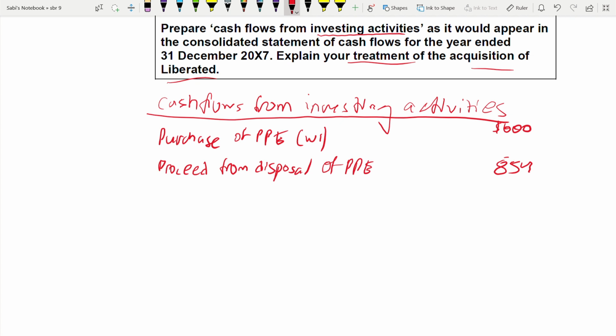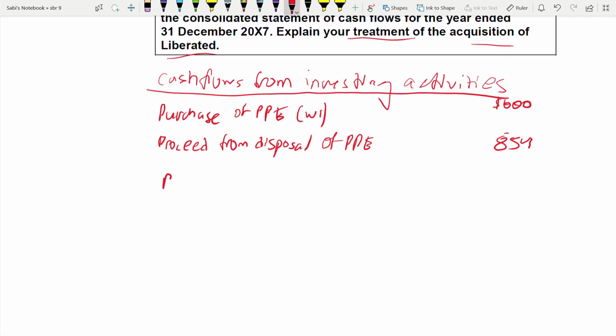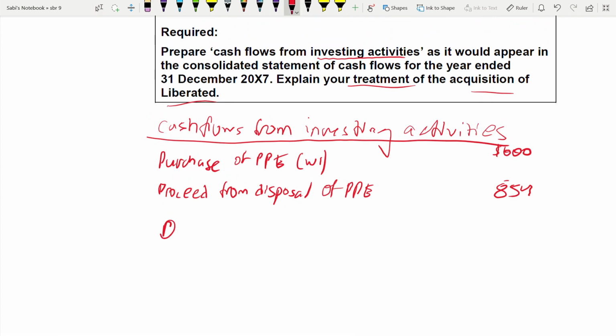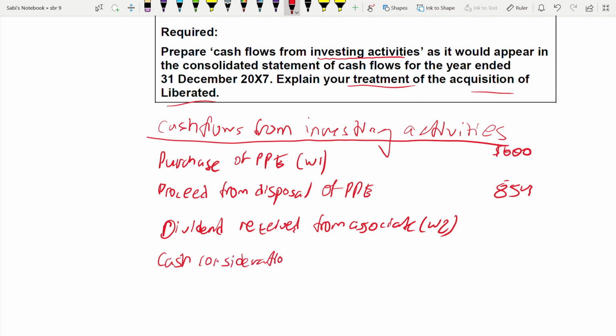Then we have dividend received from associate also comes under investing activity. There's a separate working for it. Okay, this also most of the time workings are required. Directly they don't give. Then we have cash consideration to buy the subsidiary, but it will be net of cash acquired.